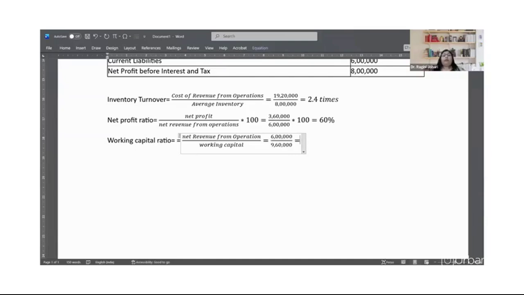And how much do we get here? Let's find out the ratio. That is 6 lakhs divided by 9 lakh 60,000, and this comes to 0.625. Okay. So this is how we take out these ratios. Next, we move to finding out the next set of ratios, that is profitability ratios.